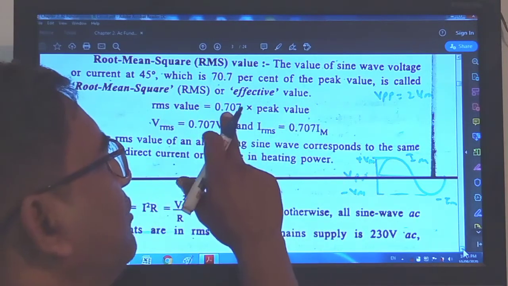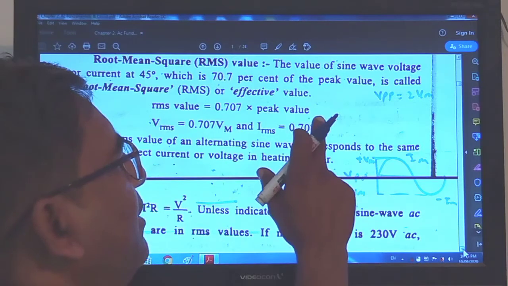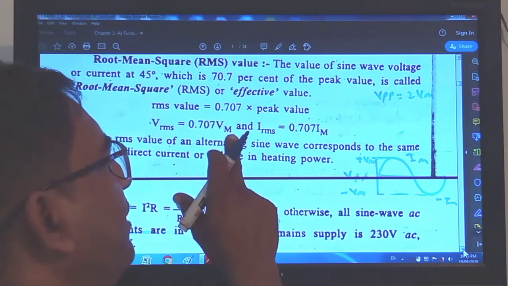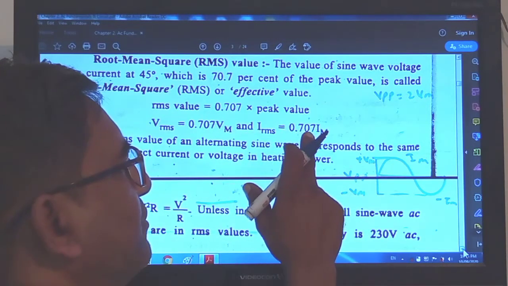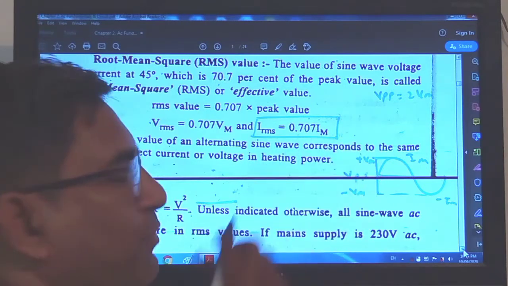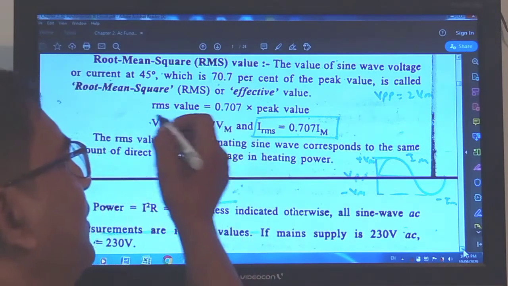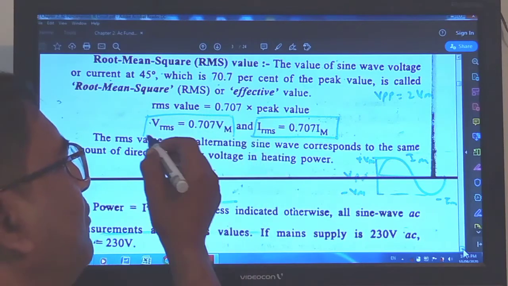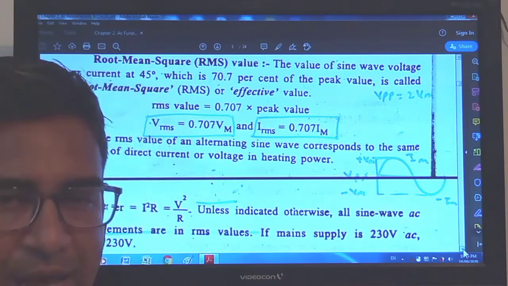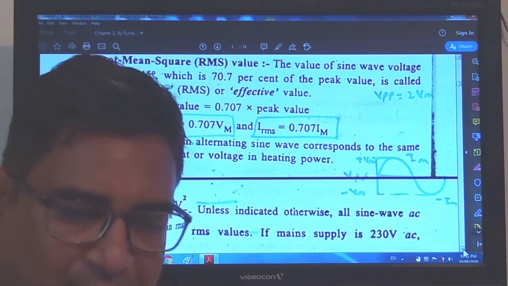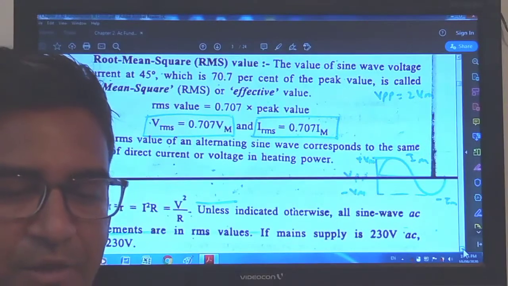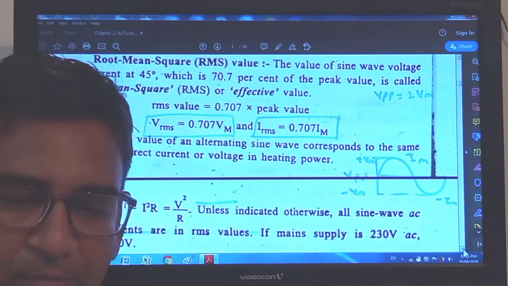The RMS value is given by 0.707 multiplied by the peak value, or you may say that Vrms is equal to 0.707 Vm and Irms is equal to 0.707 Im. If it is related to current, you have to keep this value in mind. If it is related to voltage, then this is the value you have to keep in mind. Okay students, the RMS value of that alternating sine wave corresponds to the same amount of direct current or voltage in heating power.